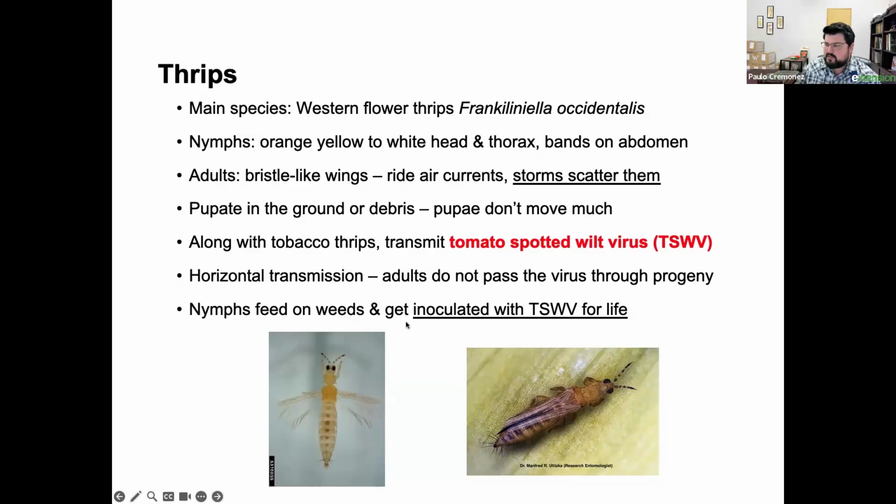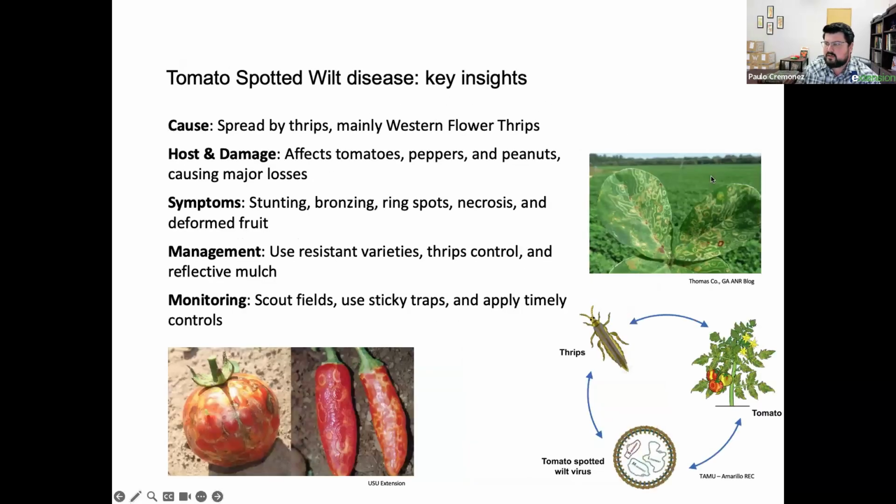The thrips feed on the weeds and get inoculated with the virus for life, and they can transmit it to other plants. Just some key insights on this TSWV disease is that it is spread by thrips, mainly the western flower thrips, and affects tomatoes, peppers, and peanuts. So you have to check on the area as well. The symptoms it causes: stunting, bronzing, ring spots, and necrosis on the formed fruit, like in these examples down here.